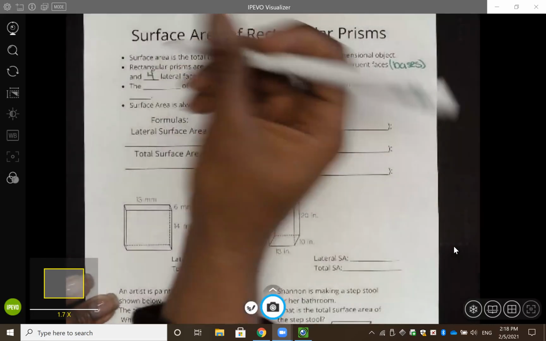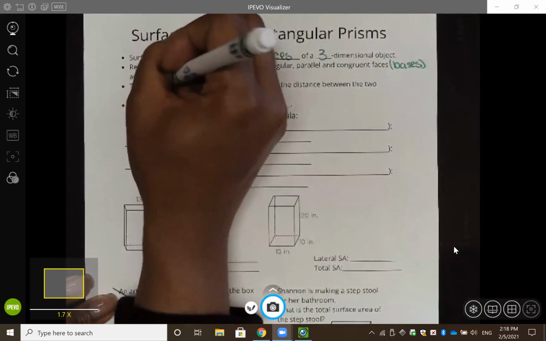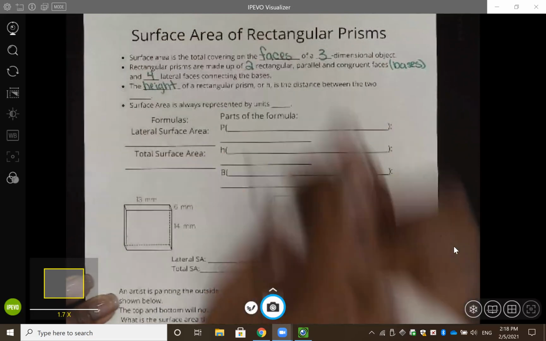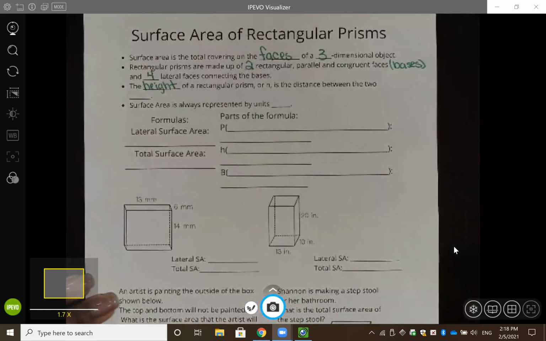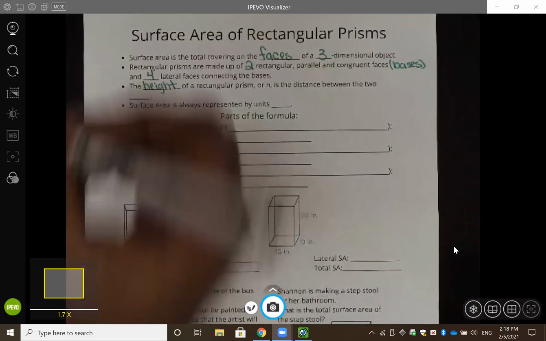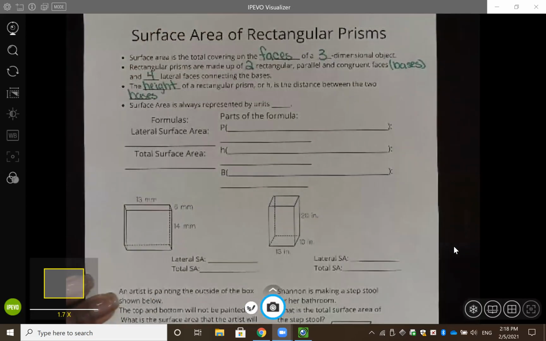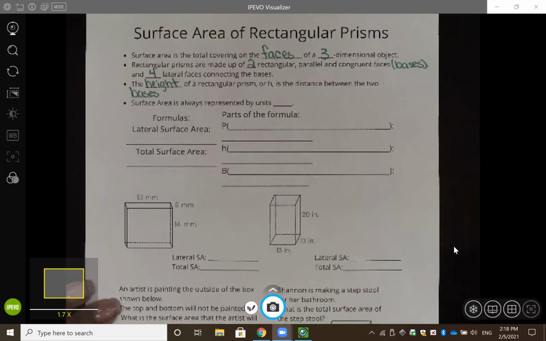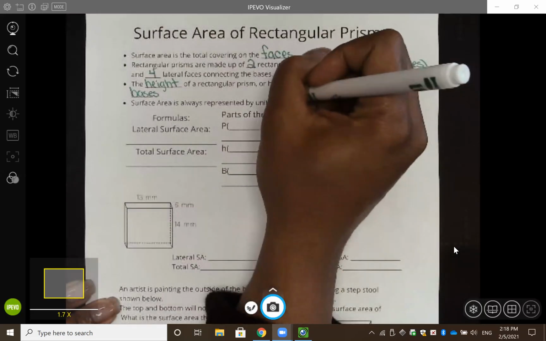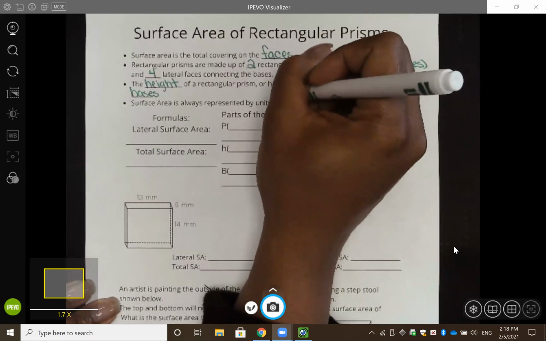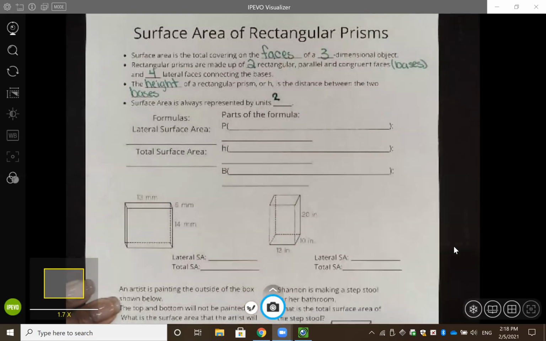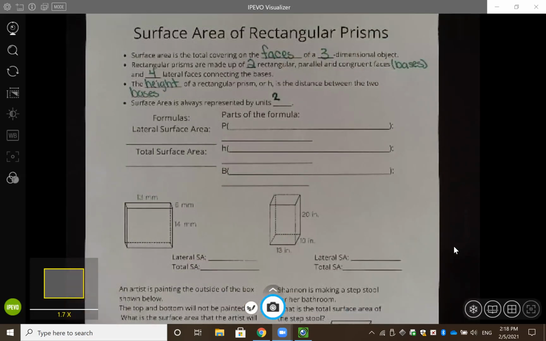The height of a rectangular prism, or H, is the distance between the two bases. Surface area is always represented by units squared. You're going to have the little 2 up there. So remember, volume is cubed and surface area is squared.